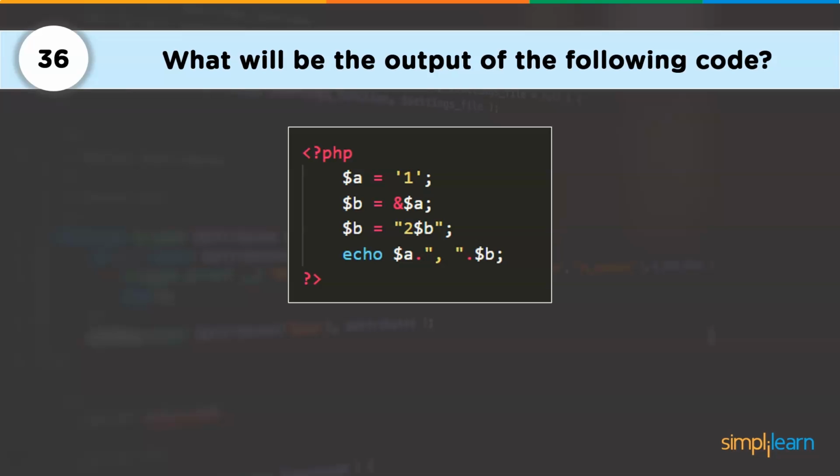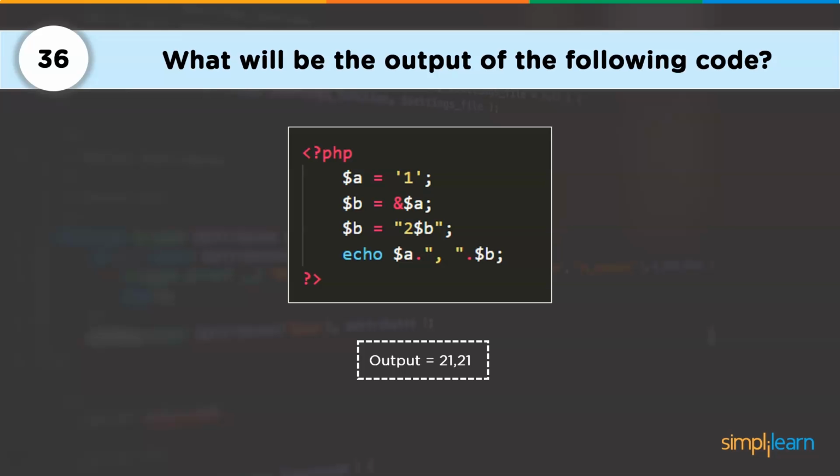Now if this code is given, let me give you some time. Try to pause this video and think of what will be the output of the following code. So the output of this code will be 21, 21 or 21, 21. How did it happen? But before that, if you got it correct, congratulations.